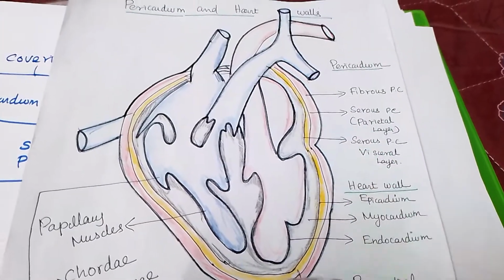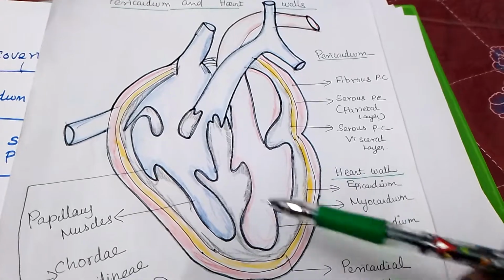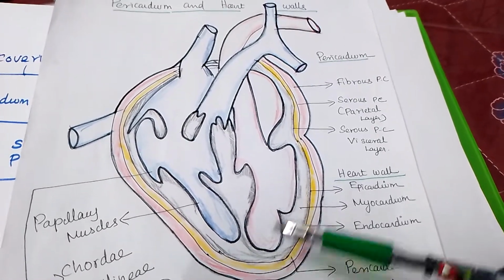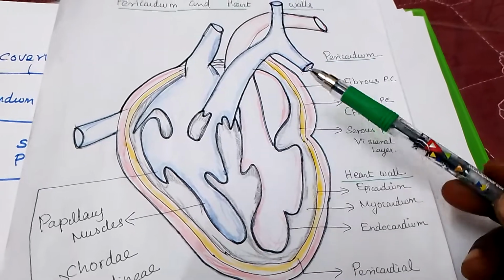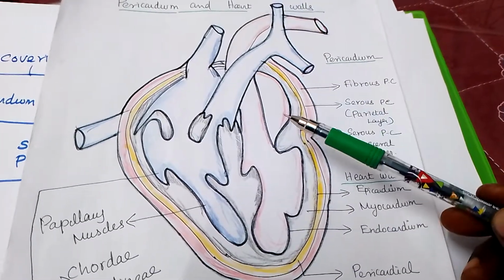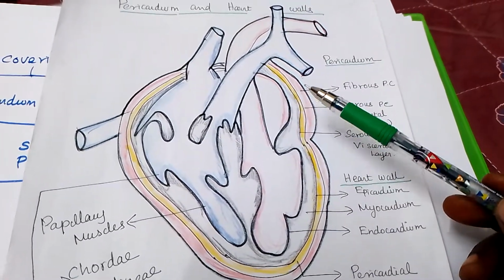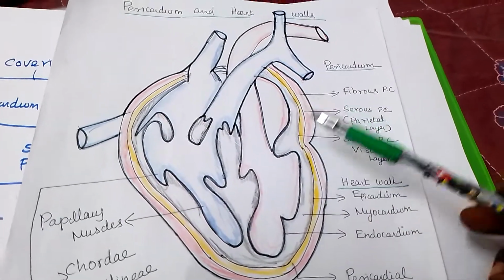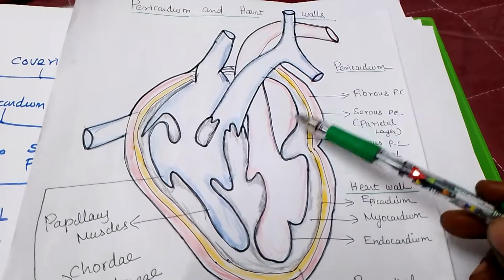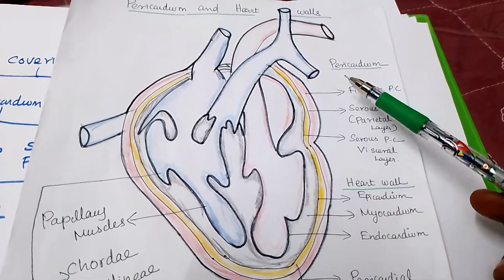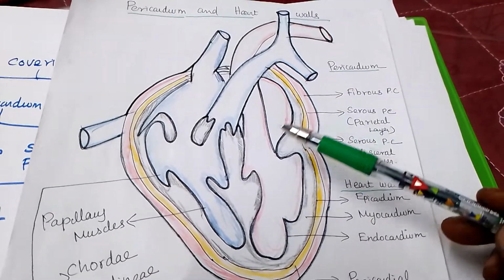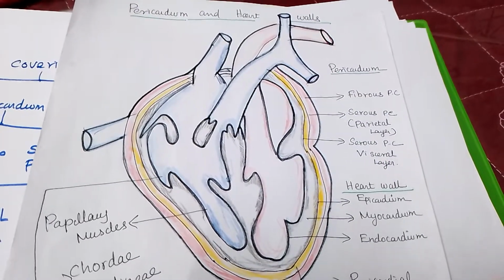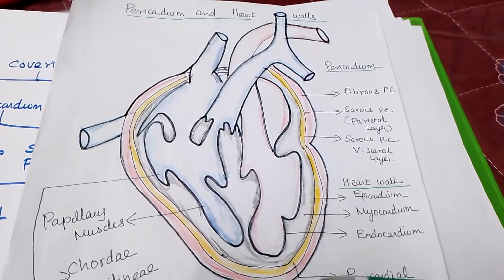And the base is attached to the central tendon of the diaphragm. In the anterior side, it is attached by the sternum, to the fourth or fifth intercostal cartilage, which is this one. The posterior side is the back side, where the fifth to eighth thoracic vertebrae are present. So the base is attached to the central tendon of the diaphragm.